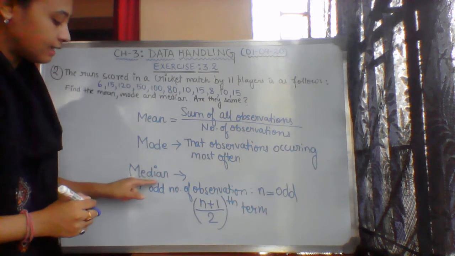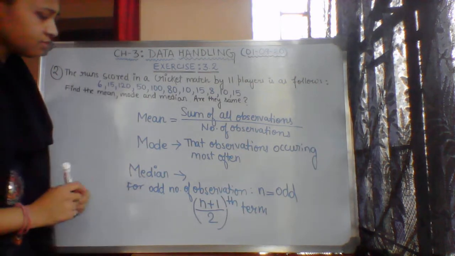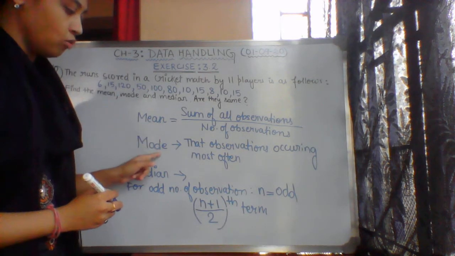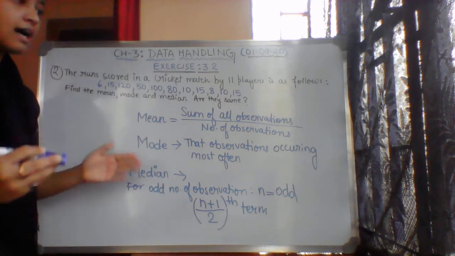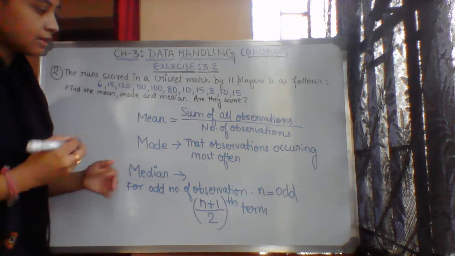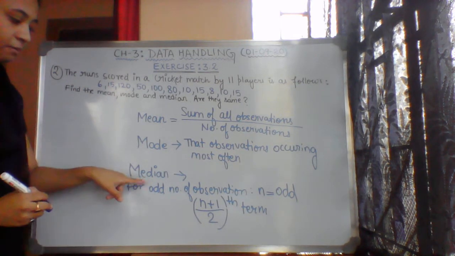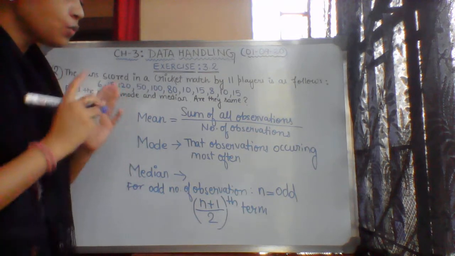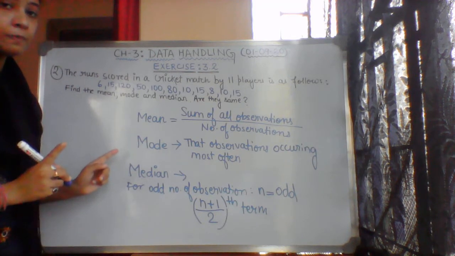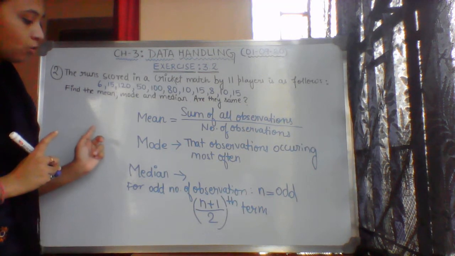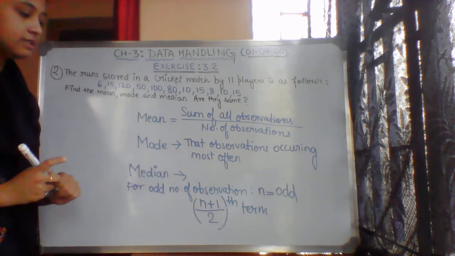So while getting the median, our first work is to arrange the data. It is not necessary for mean and mode. For mode it is helpful when it is a large amount of data, as that will help us observe which one is occurring most of the time. But in median, it is compulsory to arrange the data in increasing or decreasing order. That is our first step. Then only we can count which term will be the median.